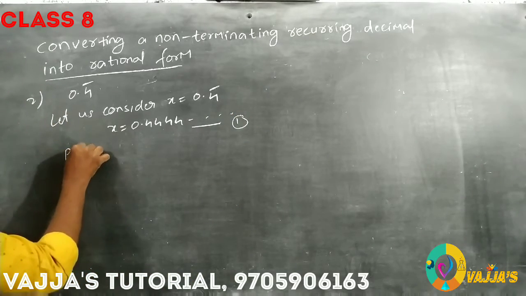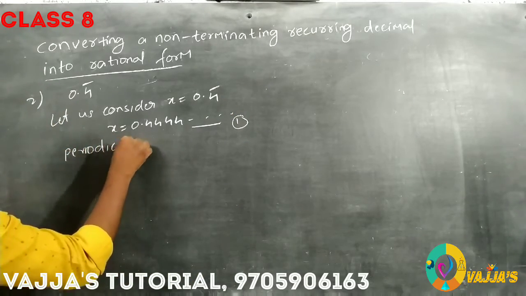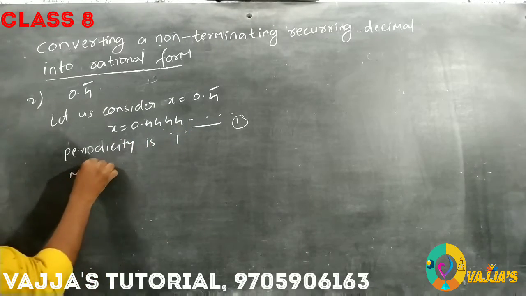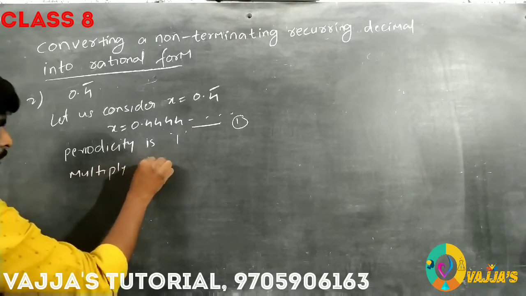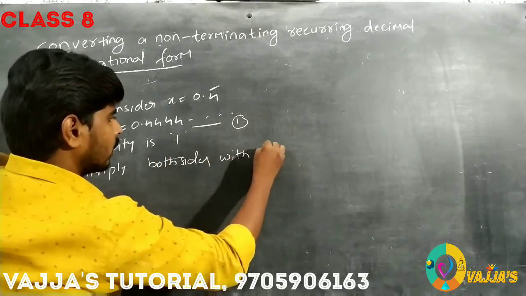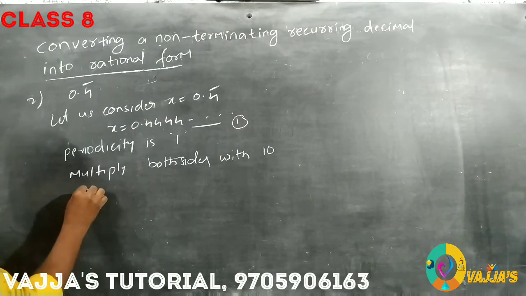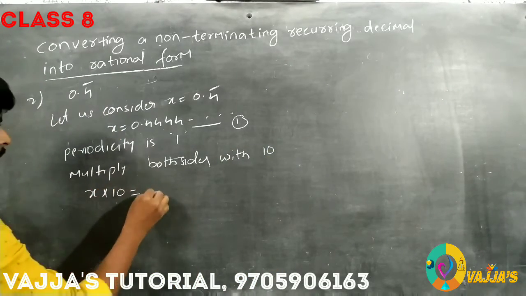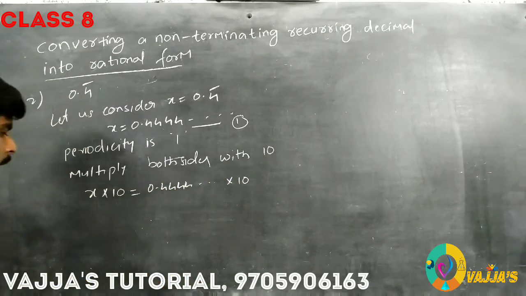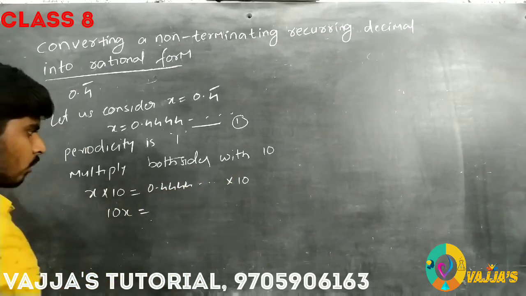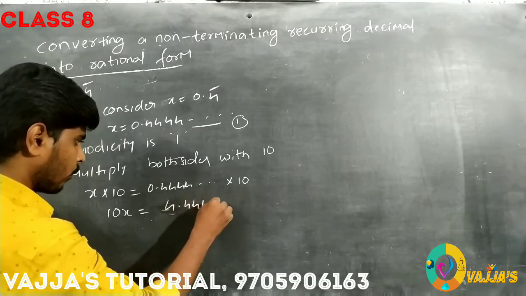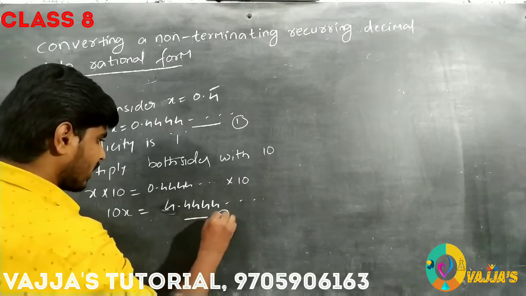Periodicity is 1, so that is why we multiply both sides with 10. So what becomes? x into 10 is equal to 0.4444, and so on, into 10. What becomes? 10x is equal to 4.4444, and so on. This is equation 2.